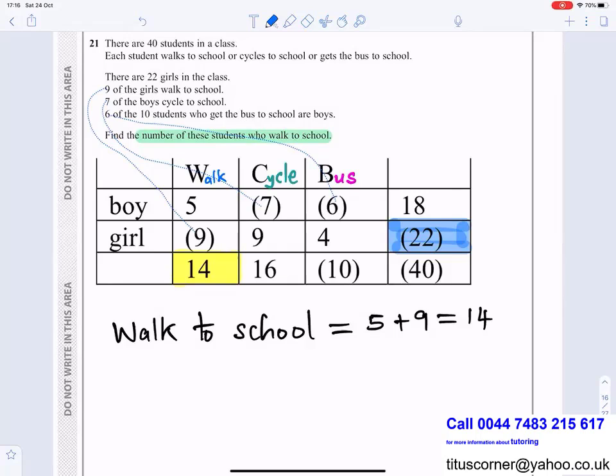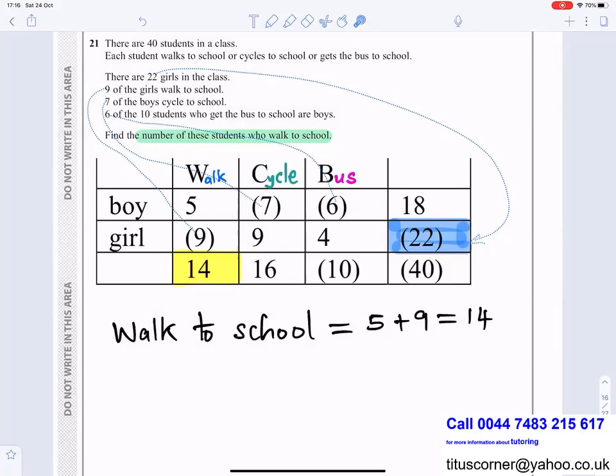Now we can find the other numbers from there. There are 22 girls in the class, so we go to the total. From there, we can start to work out the other numbers. What do you add to 22 to get 40? 40 take away 22 gives you 18. And then 18 take away 6, 18 take away 7, you will get 5.